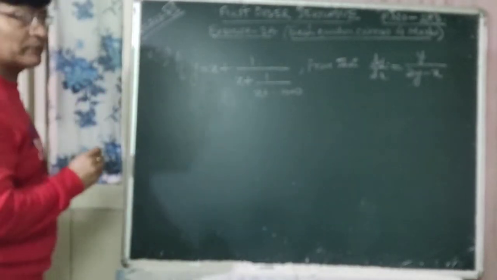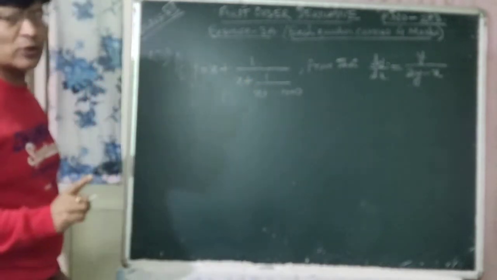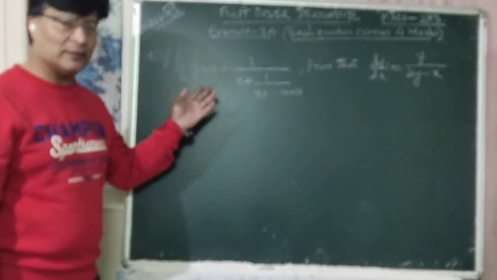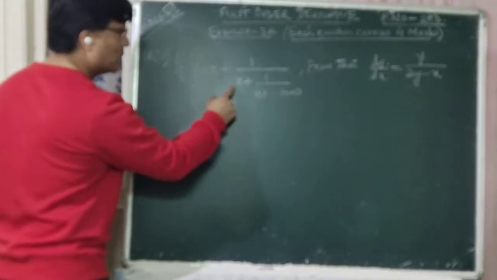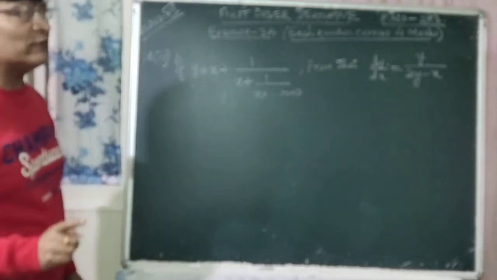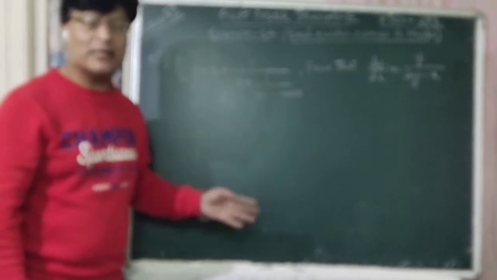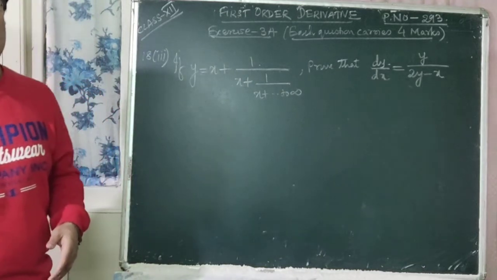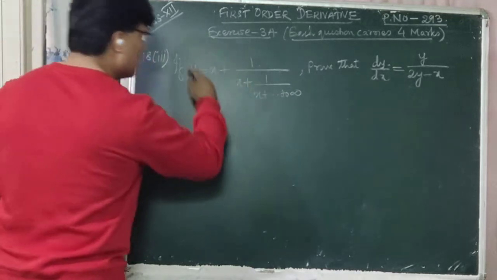So what is given here? y is equal to x plus 1 upon x plus 1 upon x plus dot dot dot to infinity. You have to understand the meaning of this given, right? It means that y is equal to x plus 1 upon x plus 1 upon x plus 1 upon x plus again 1 upon x plus again 1 upon x plus, it goes up to infinity, which never ends, right? So this is the given part.